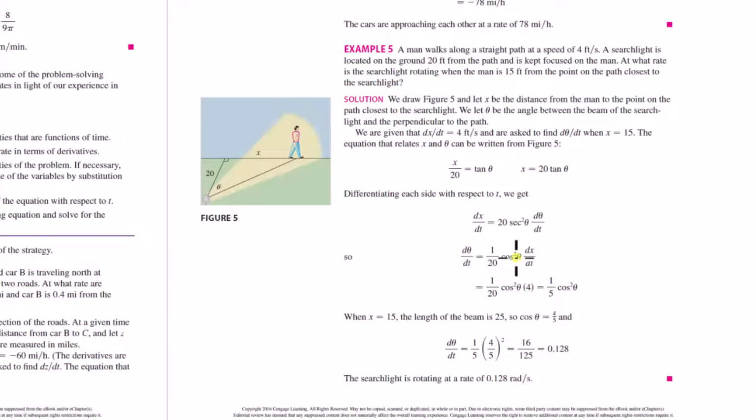Well, we have to solve for theta. It's going to give us, when the searchlight is located on the ground 20 feet, okay, when the man is 15 feet from the point. So when x is equal to 15, we can solve for theta and put that theta in here. And what do we expect d theta dt to be? Positive or negative? It's going to be positive, right? This is getting bigger. And it is positive. Yeah, 0.128 radians per second.